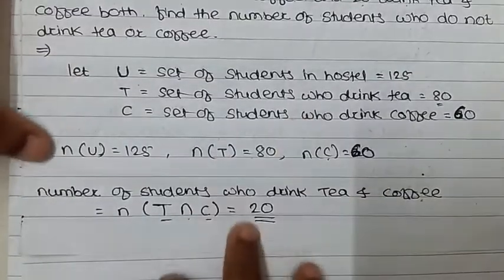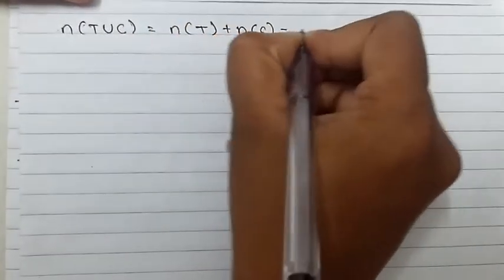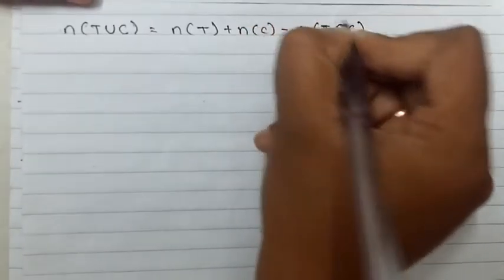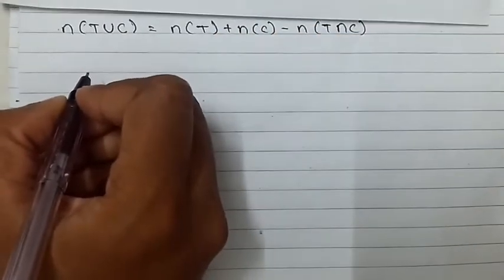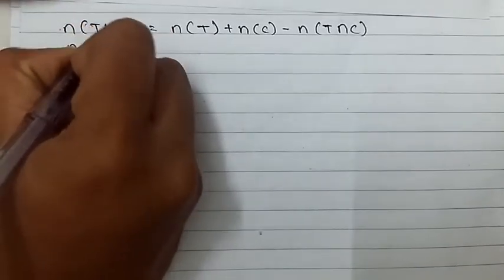We know one formula. What is the formula? That is n of T union C is equal to n of T plus n of C minus n of T intersection C. So put the values here. What is the value of n of T union C? We don't know, so write it down as it is.